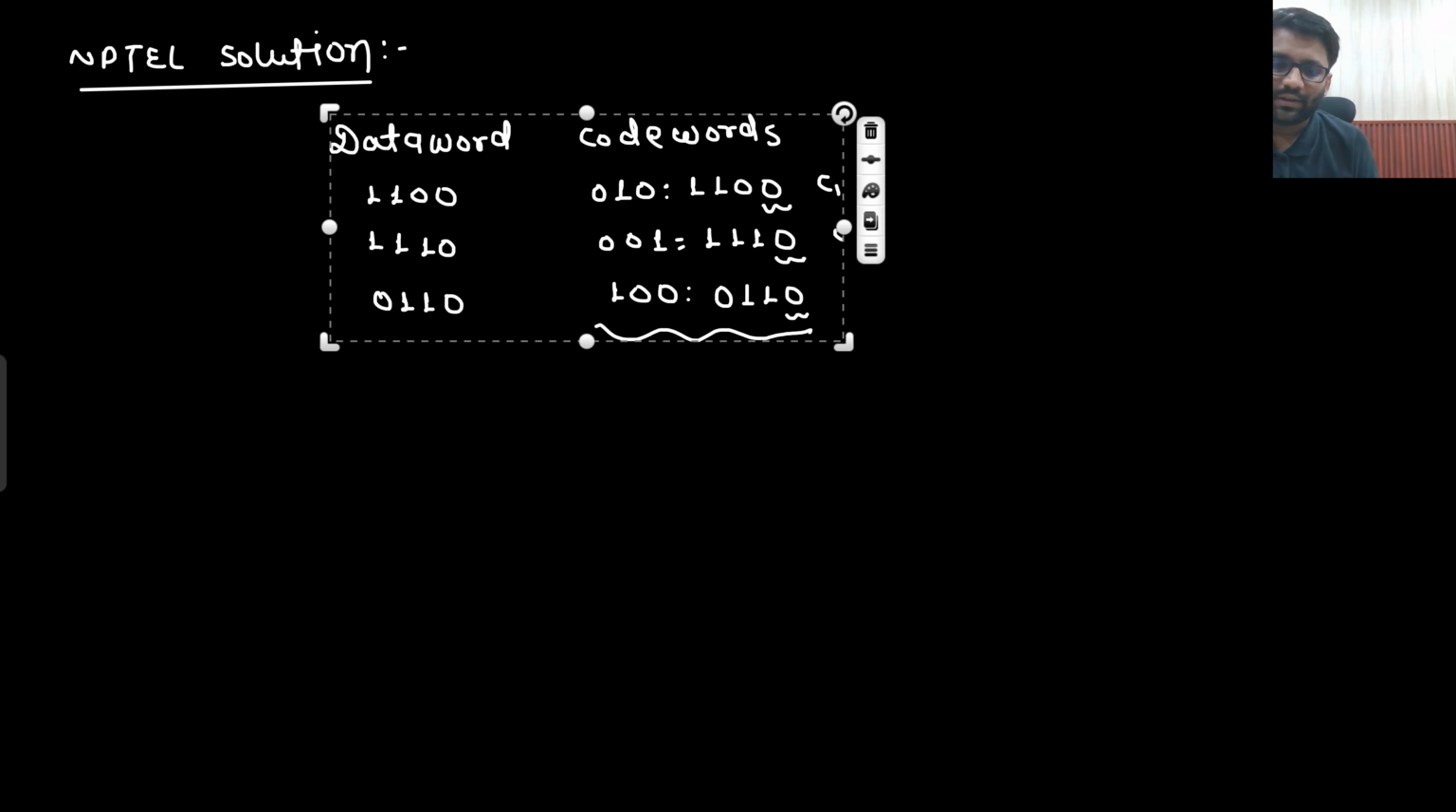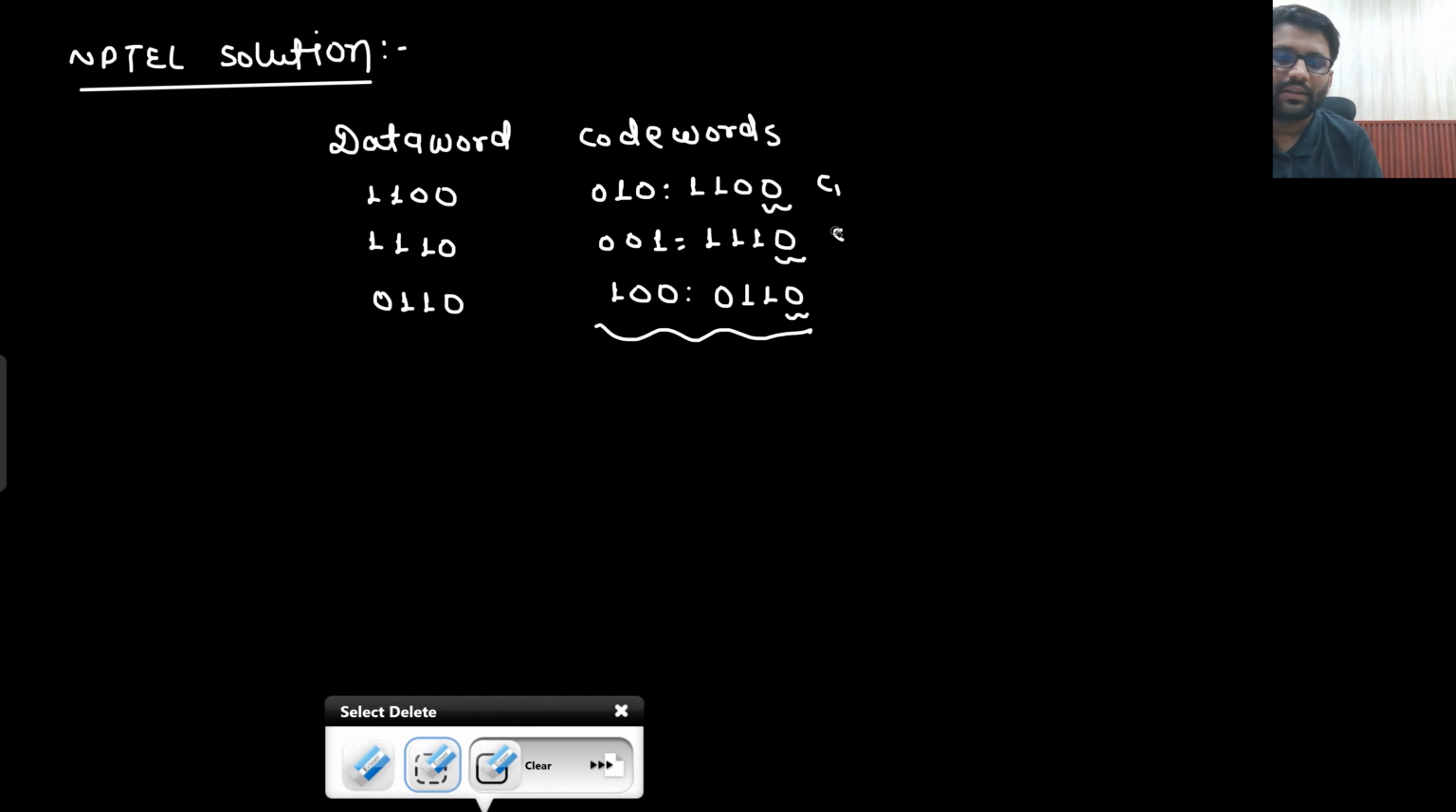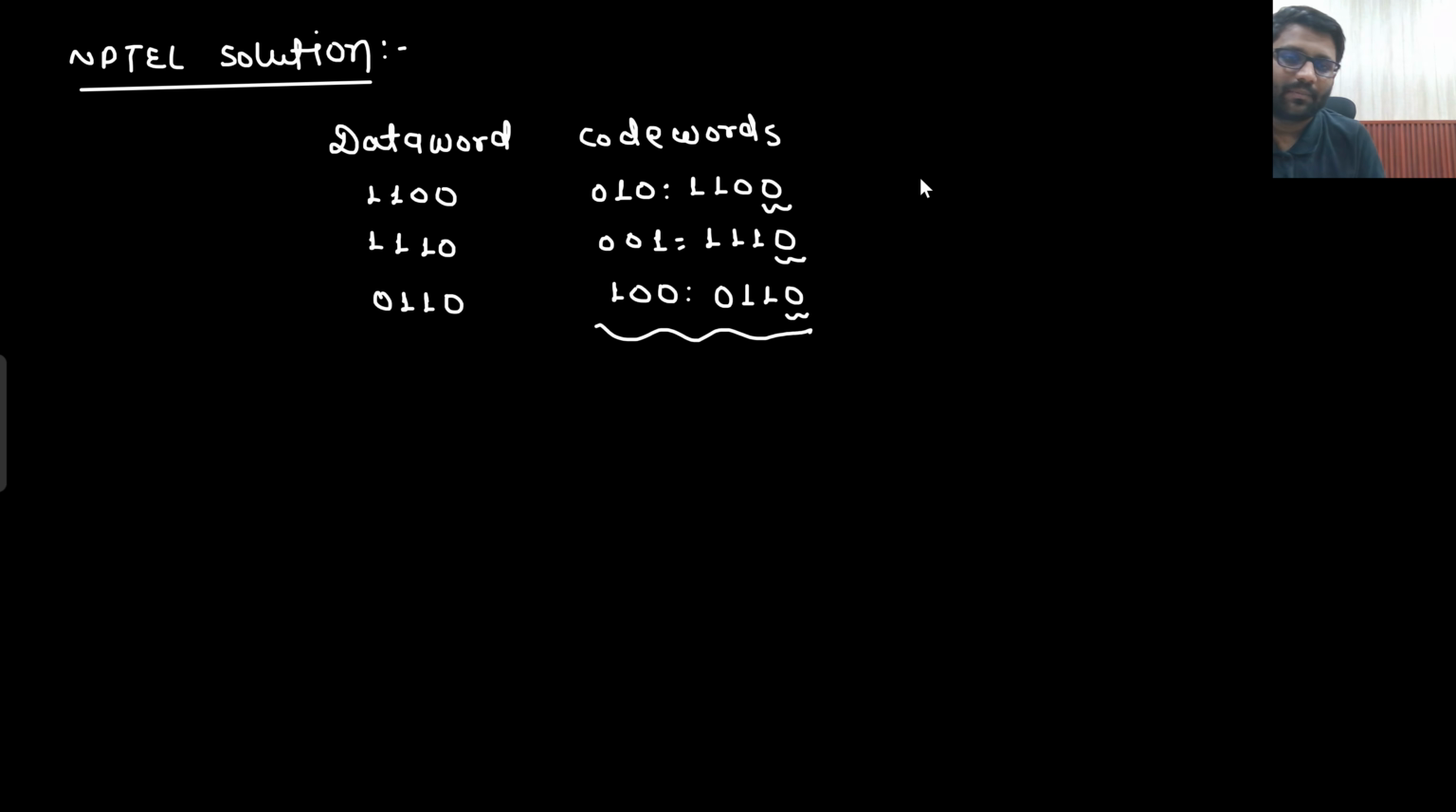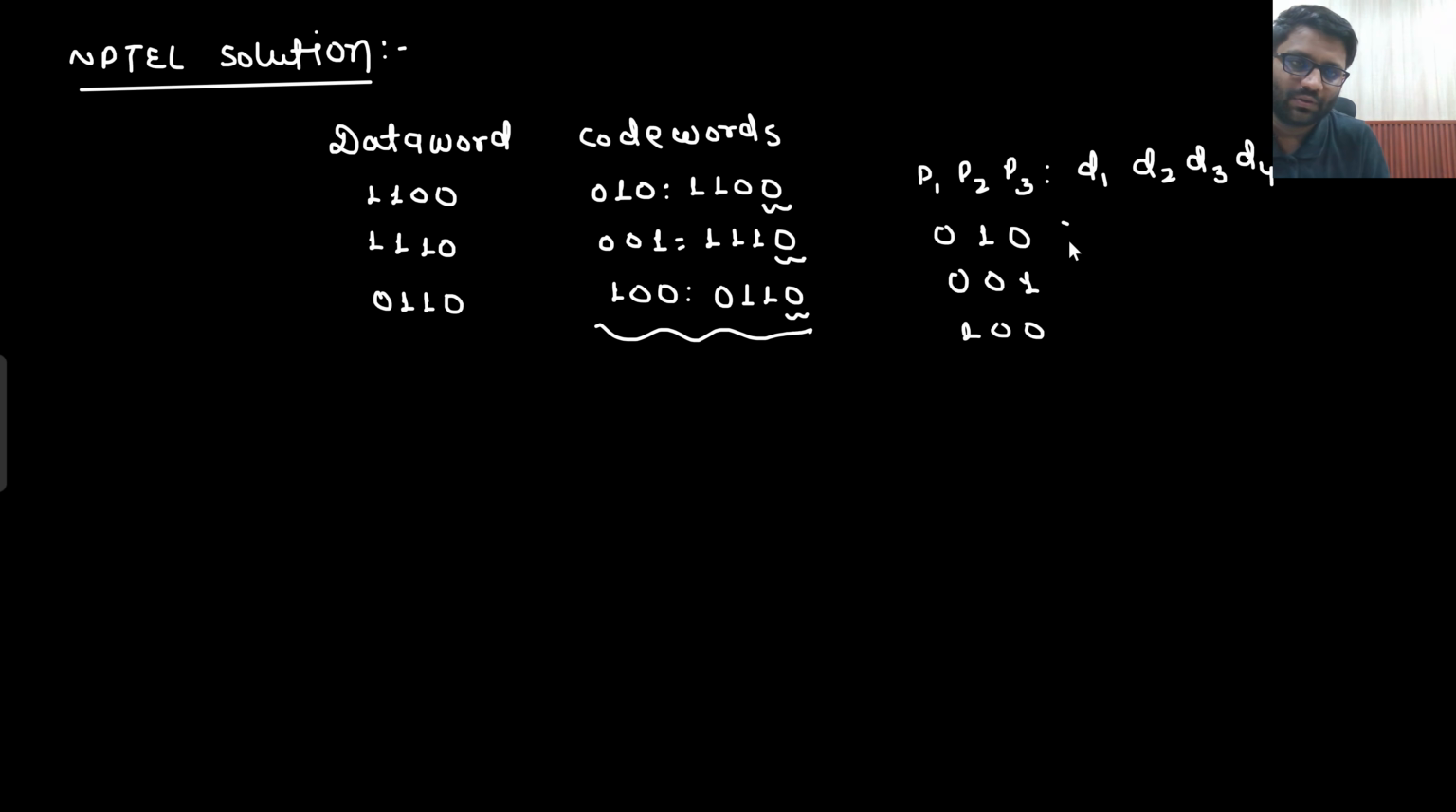So, you can see that your code word is actually in this pattern: P1, P2, P3, D1, D2, D3, D4. Basically this is the pattern that you are getting: 010, 001, 100, and here you are having 1100, 1110 and 0110.